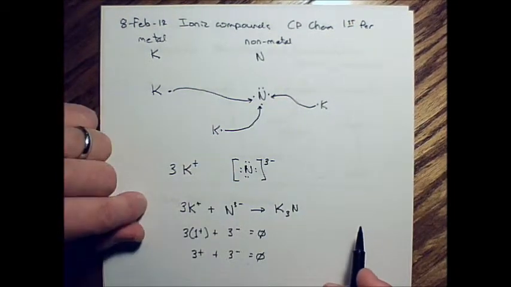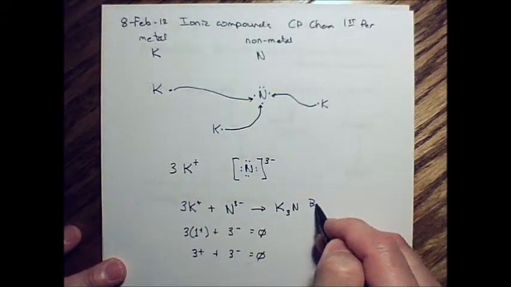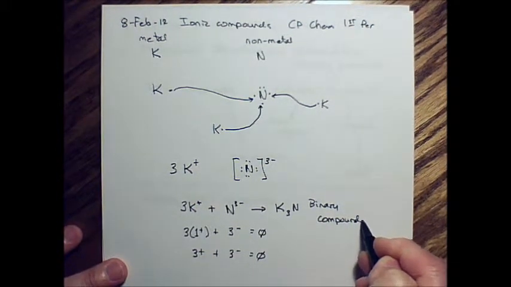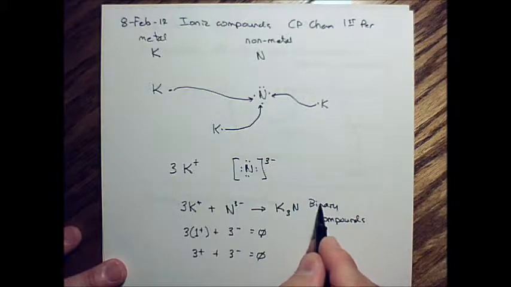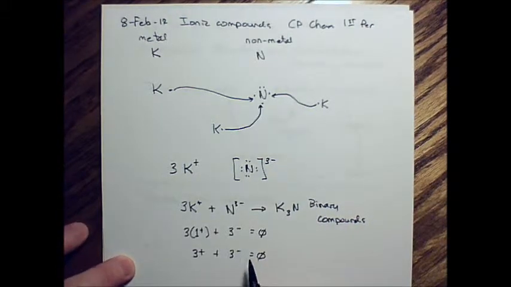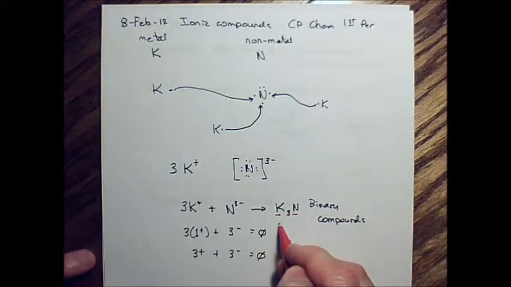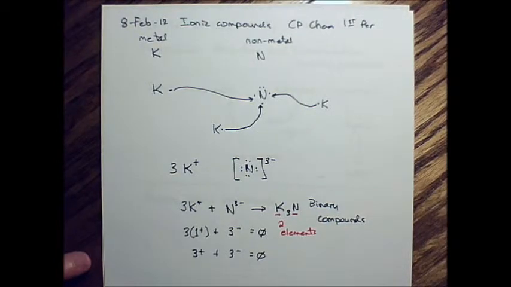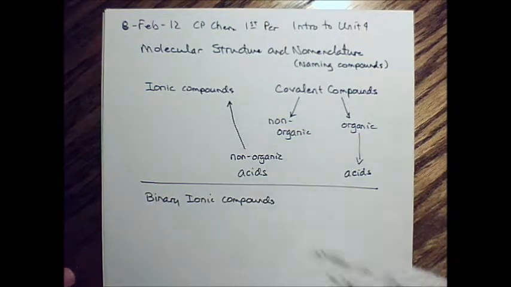The way we're going to name these simple binary compounds, and this is a binary compound because it only has two elements. Now notice it has 4 atoms. But when we use the term binary to refer to a compound, we're not talking about the number of atoms, we're talking about the number of elements. There are only 2 elements, the element potassium and the element nitrogen. Binary refers to the number of elements. That makes sense? All right, so let's name this according to this system.